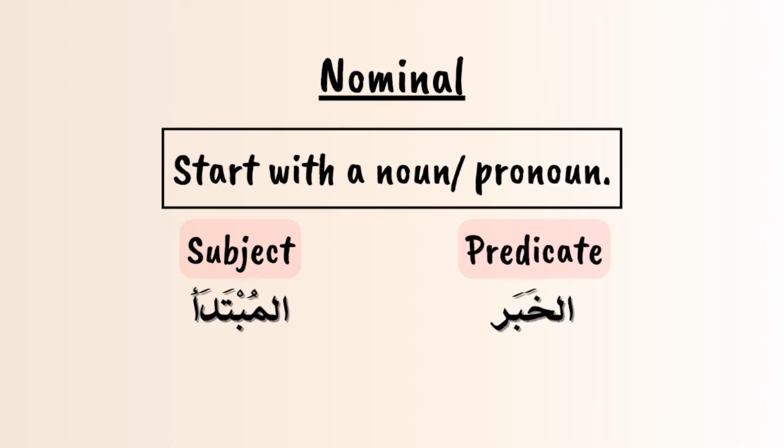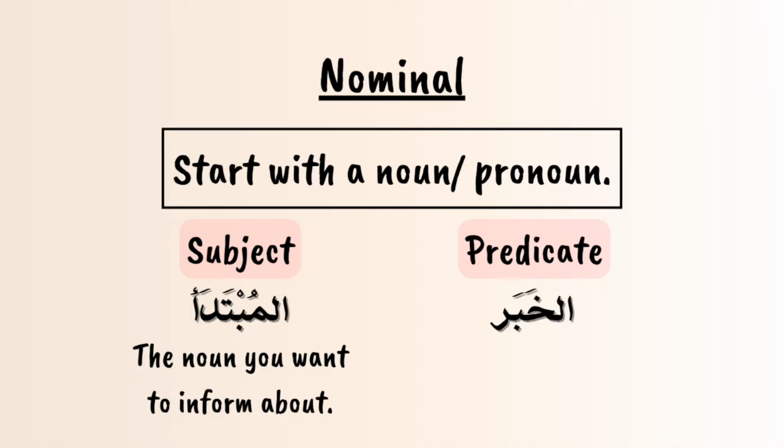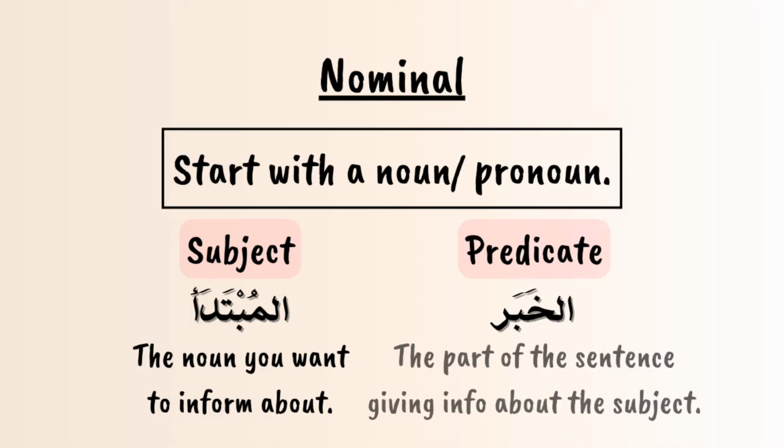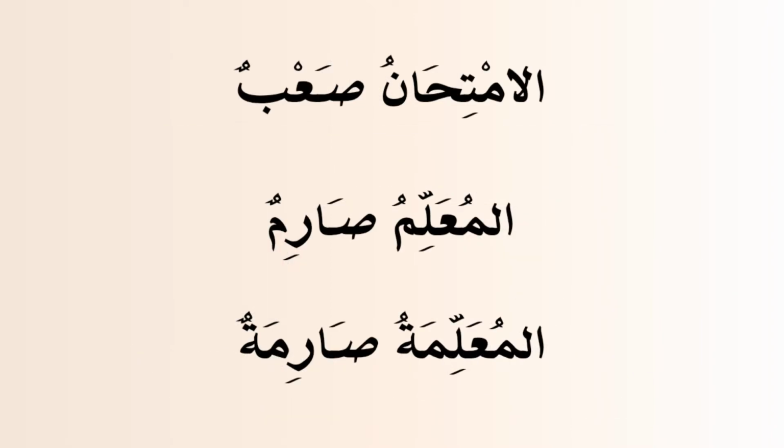The subject is the noun you want to inform about, and the predicate is the part of the sentence that tells something about the subject. It is important for our predicate not to start with alif lam, because if it does, it will no longer be a predicate, but an adjective. Let's observe some examples together to identify grammatical patterns of subjects and predicates in Arabic.